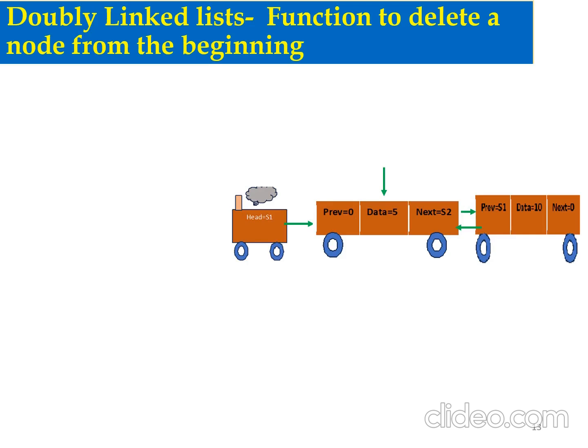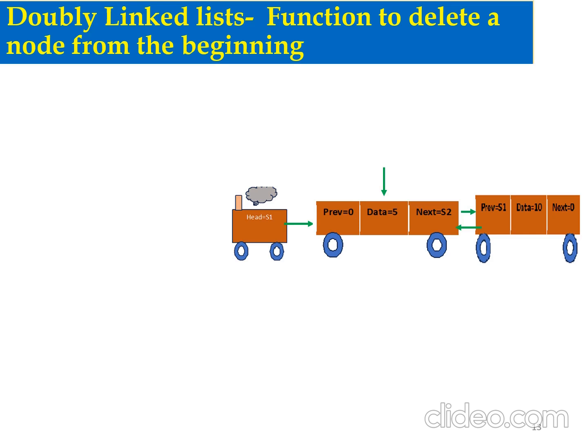So this is the function to delete a node from the beginning. Now how to delete a node from the beginning? This is the first node which I have. The name of this compartment is S1, second node is S2. I want to delete the node S1. When I delete the first node, that means you are removing the connection between the engine and the second compartment, right? So if you directly remove the S1 compartment, the train will not move forward.